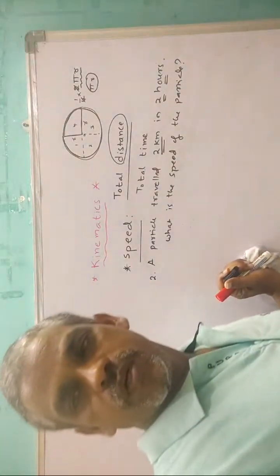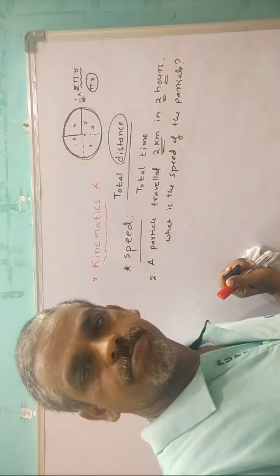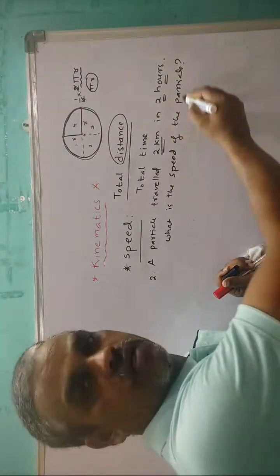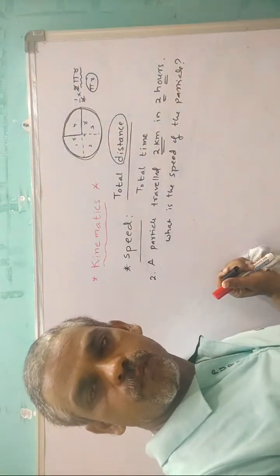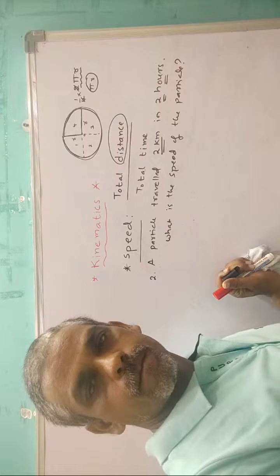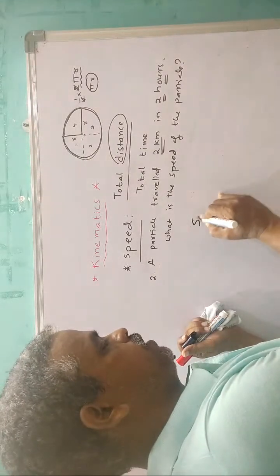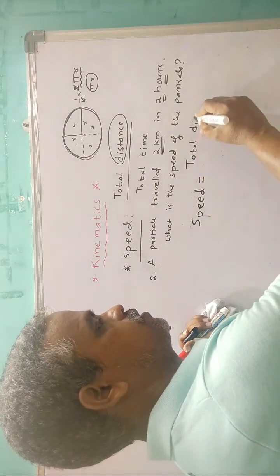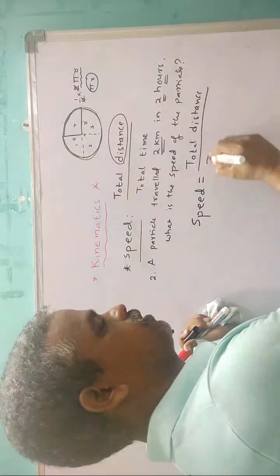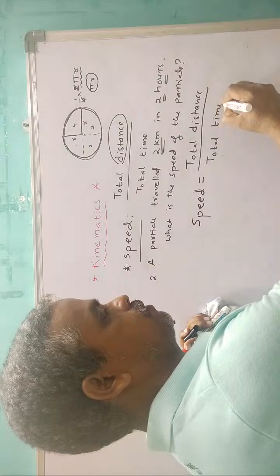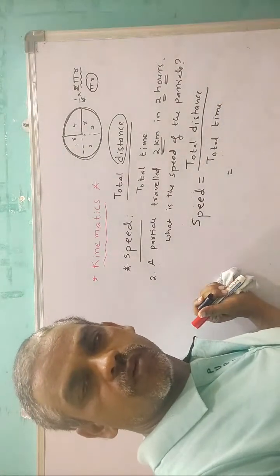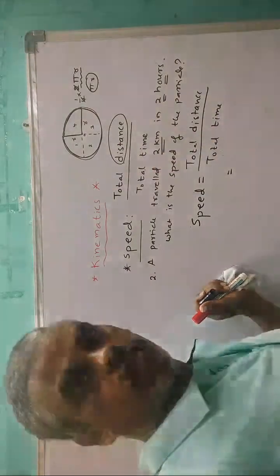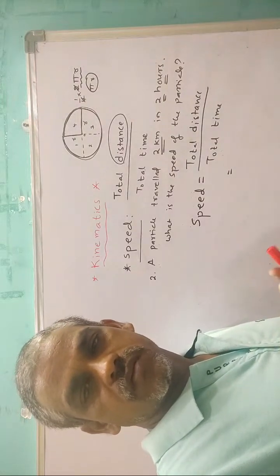Okay, come on, do it. Tell me the answer. A particle traveled 2 kilometers in 2 hours. What is the speed of the particle? Do it fast. Speed is equal to total distance by total time. See how much distance the particle traveled. Message me the answer fast.